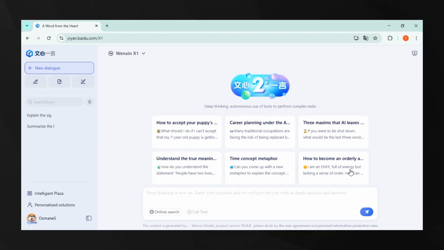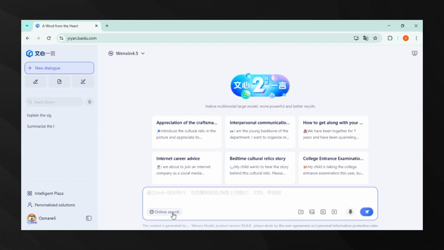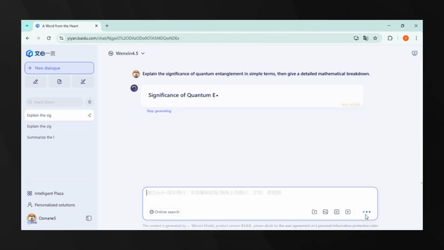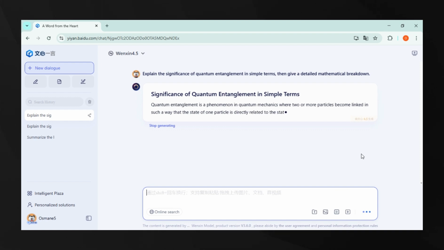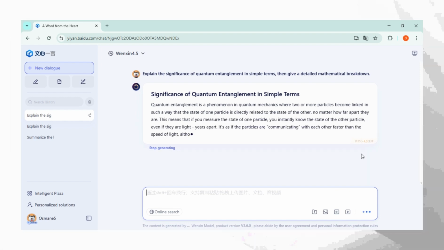Since March 16th, Ernie 4.5 has been free for individuals via ErnieBot, with API access for enterprises through Baidu's Qianfan platform. But here's the twist. Baidu plans to open source it by June 30th, 2025. That's not just a flex, it's a strategic play to challenge OpenAI and DeepSeek by getting developers on board early.